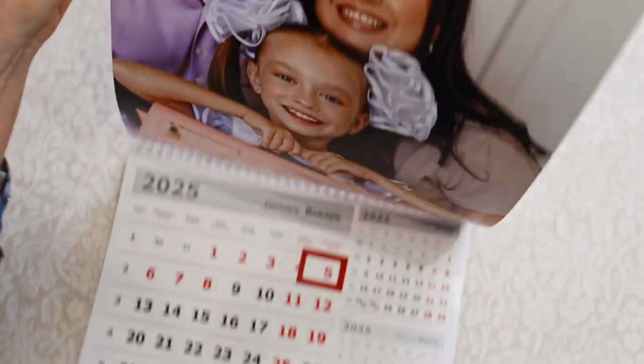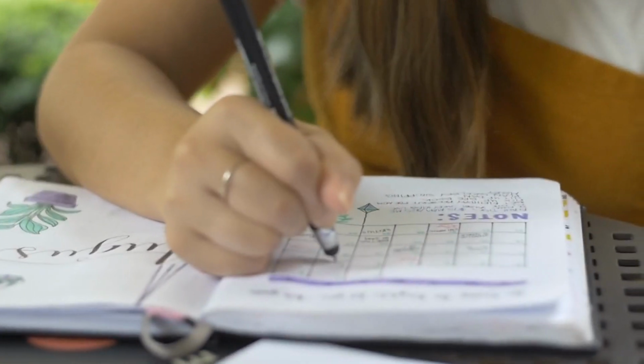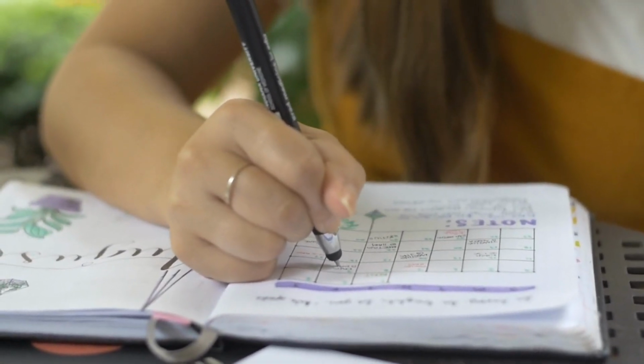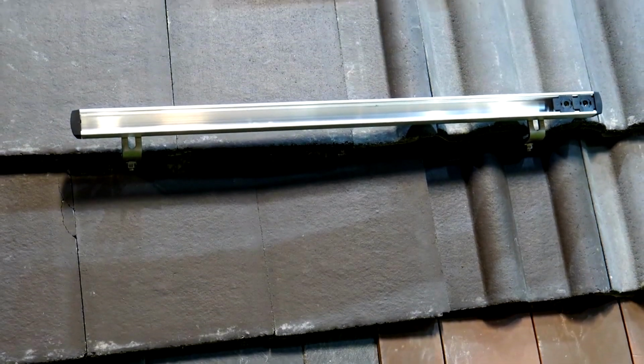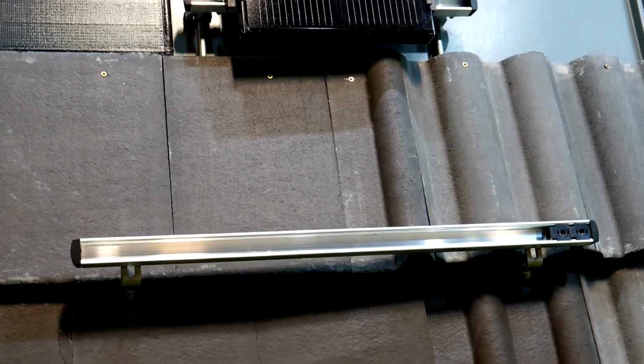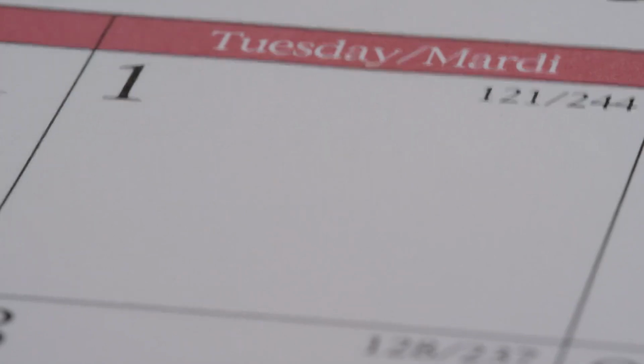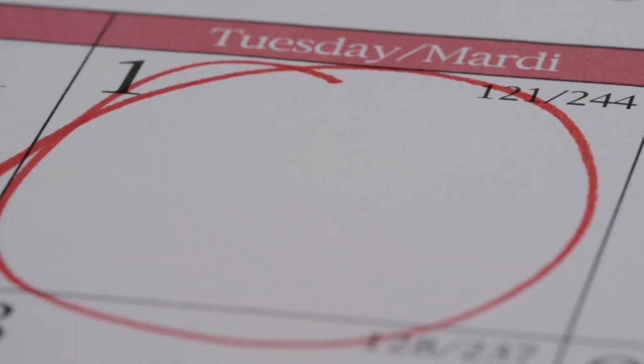Number 4, plan for the entire year. Take a strategic approach by mapping out your content for the year ahead. Break it down into manageable sections like quarters or months. This allows you to align topics with seasonal trends. Think about roof maintenance tips before storm season hits, or energy-efficient roofing options in spring. Planning themed months can also create anticipation for your readers.